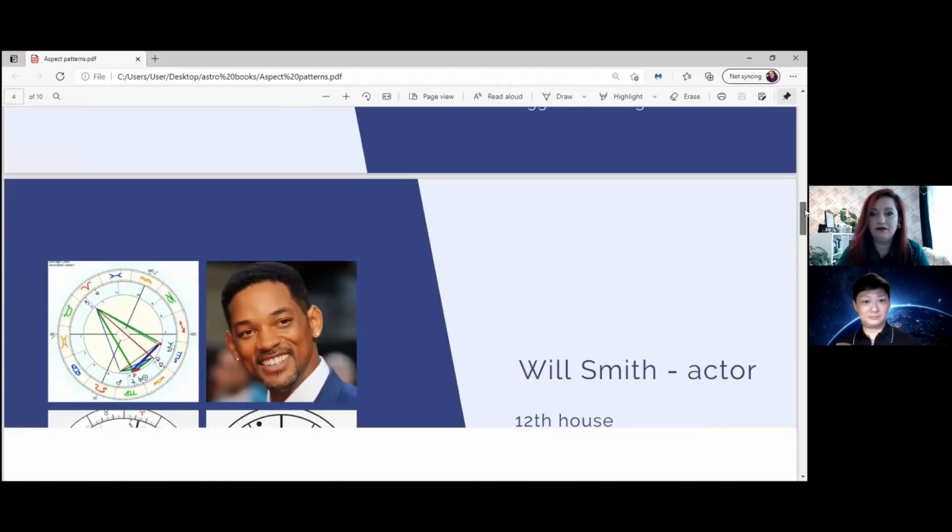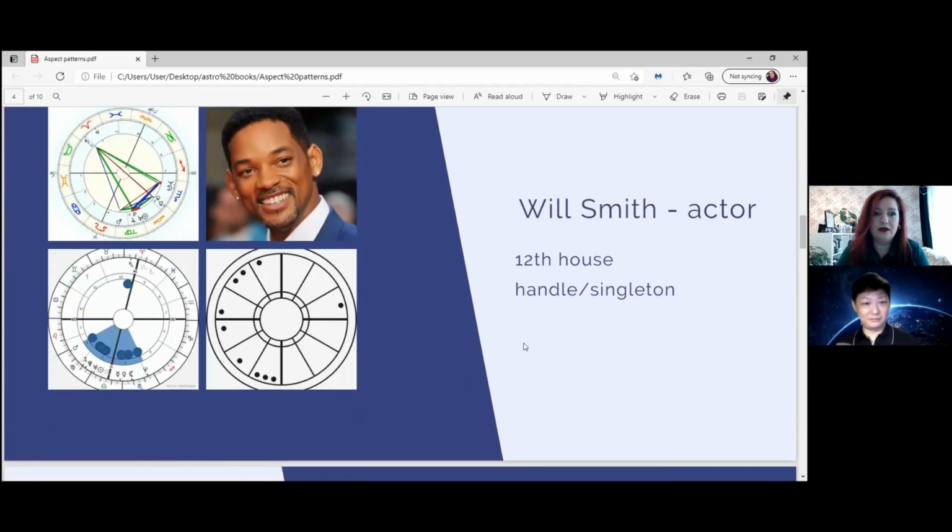Yeah, and I have Will Smith here. Of course, this is the ideal bucket, and I have taken his chart from AstroSeek and from astro.com. For some reason in AstroSeek they have Leo rising. They put the wrong time in his chart, but it's very nice how they indicate the shape. So he has Saturn in the 12th house with the correct time in astro.com.